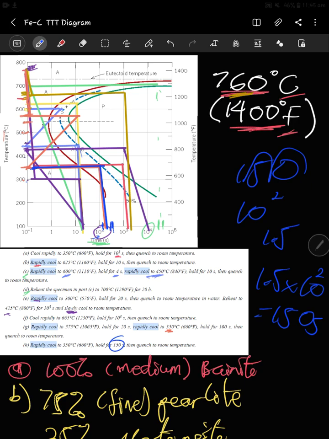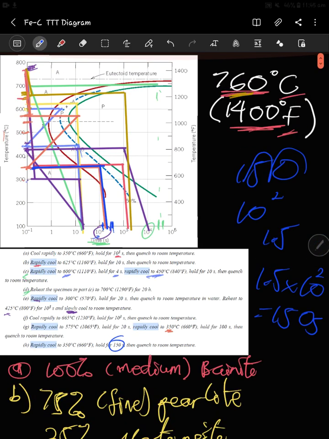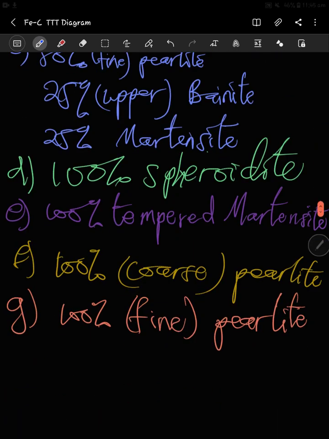So we can approximately say we had 100% austenite, right? We cool to this side, and then we held it at that temperature for this long, 150 seconds. What do you think we have? We are in the bainite region, right? We have 50% converting to bainite, right? And then when we quench, the rest of the 50% austenite converts to what? Martensite, right? So that's what we have.